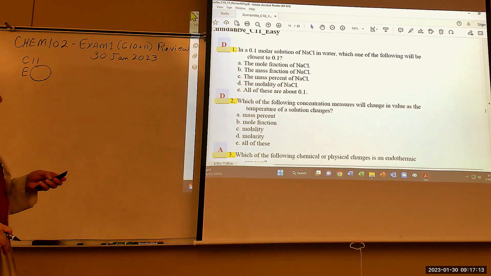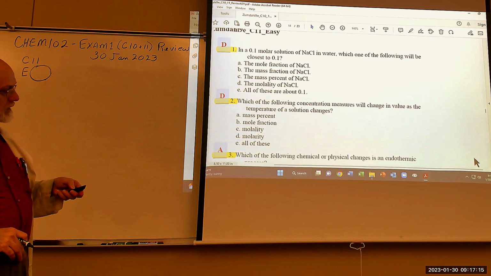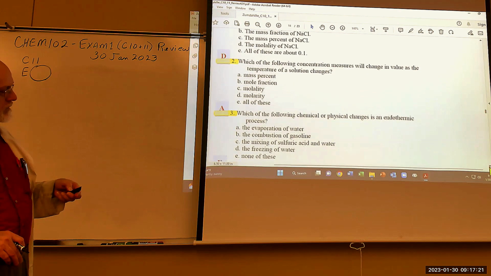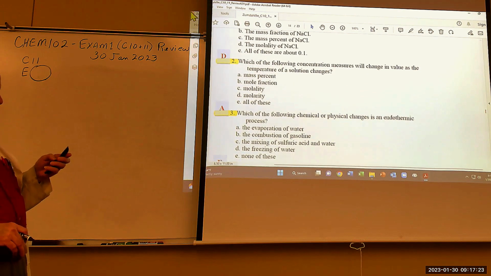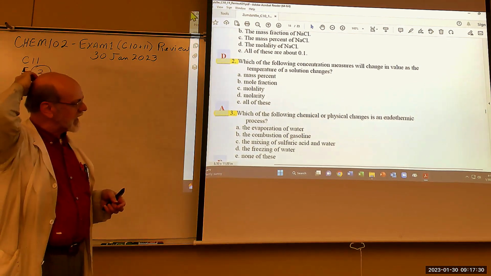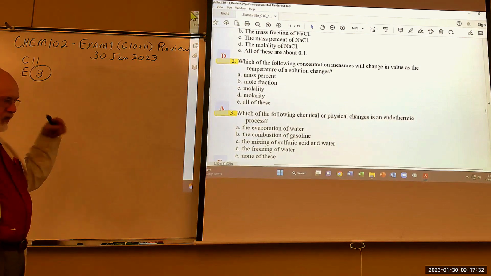Three. Let me see if I can do this. Down here. There it is. Here we go. Number 3. Which of the following chemical or physical changes is an endothermic process?